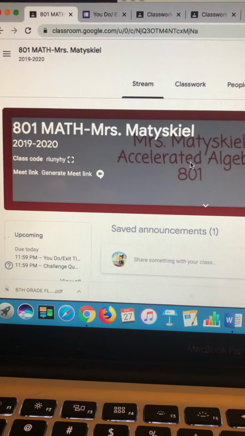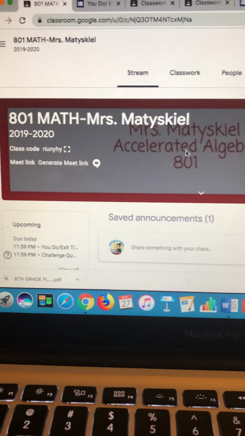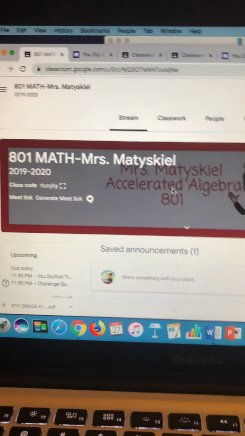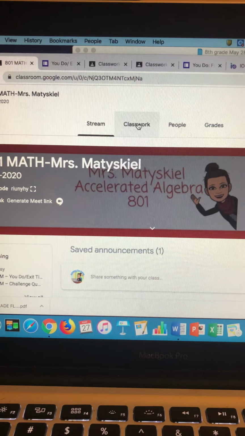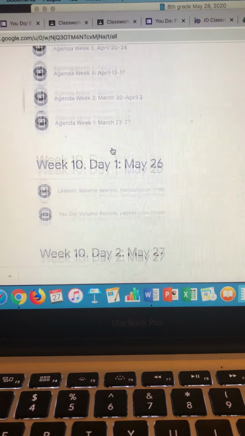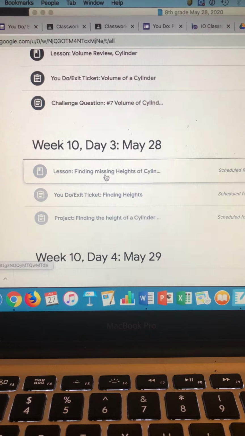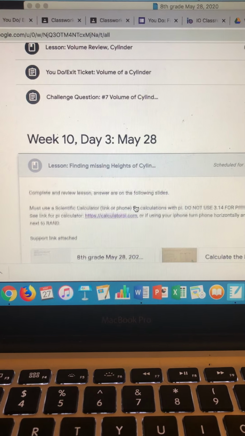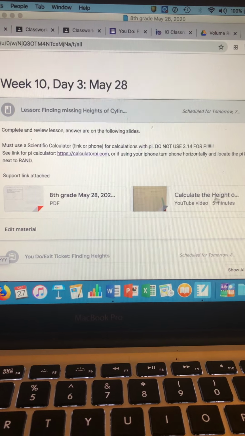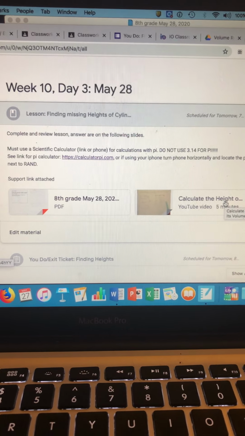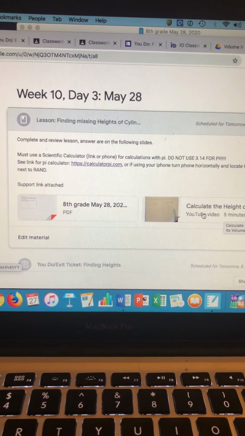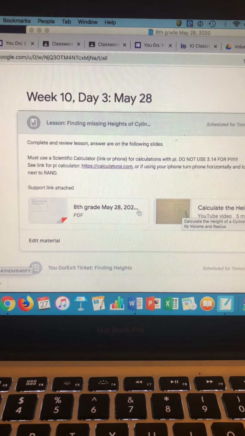Okay, so today we are going to expand a little bit on our volume of a cylinder and find different dimensions of the cylinder if we were given the volume instead. So we're going to go to day 3. You'll see you have your lesson here. With the lesson is also another video that walks you through calculating the height, which is what we're going to focus on today when given the volume of a cylinder. So if you want to check that out, it's a quick 5-minute YouTube video that walks you through it.